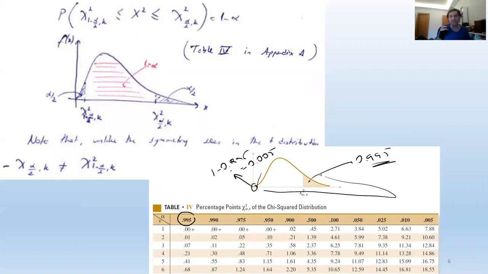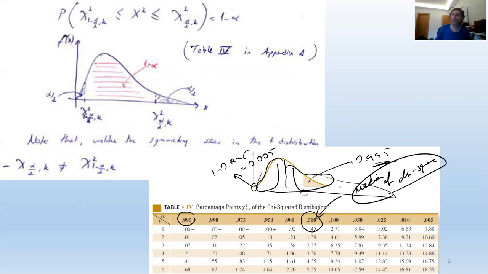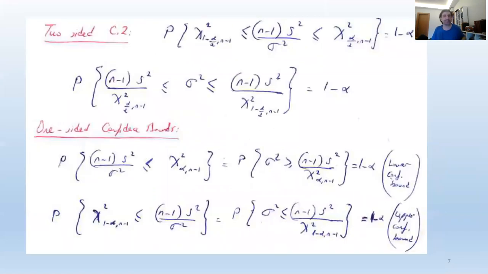Is there another zero here? Okay, you can just calculate. So 0.5, for instance, is going to correspond to this point here, such that there is 50% of probability here, 50% probability here. It's going to be the median of the chi-square distribution. On the other hand, the median of the t-distribution or the standard normal distribution is going to be equal to zero. So you can read this table in this fashion.